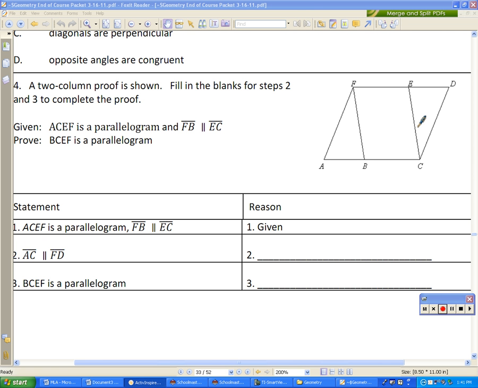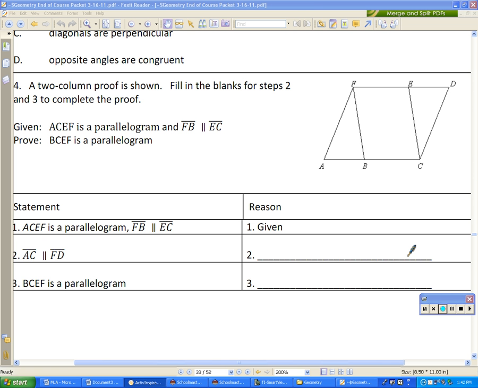Okay. So as always, the first thing they start with is the given information, what you're told. Then they say, therefore, that AC is parallel to FD. How do you know that? Because opposite sides of parallelograms are parallel. Okay? Opposite sides of parallelograms are parallel.